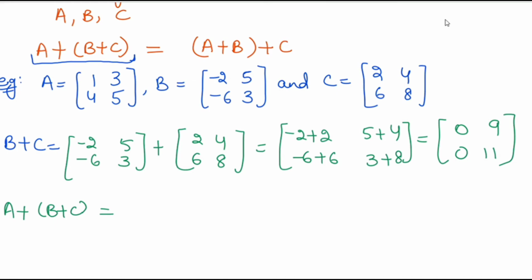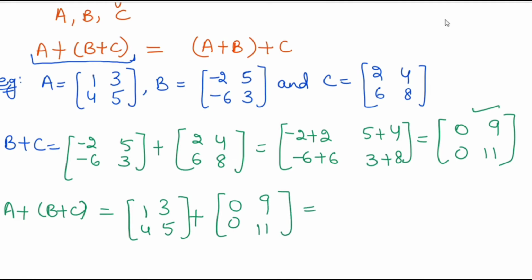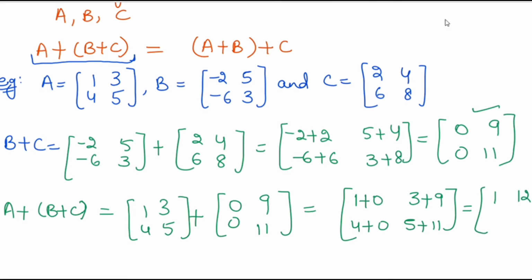Elements of matrix A are 1, 4, 3, 5 and elements of matrix B plus C is here. That is, we have to add 0, 0, 9 and 11. On adding this, we have 1 plus 0, 4 plus 0, 3 plus 9, 5 plus 11 and we get 1, 4, 12 and 16.